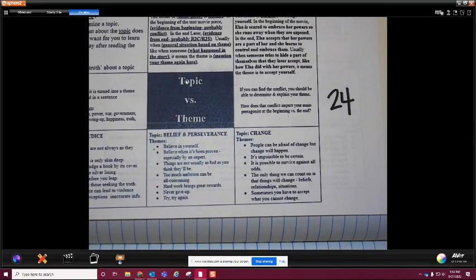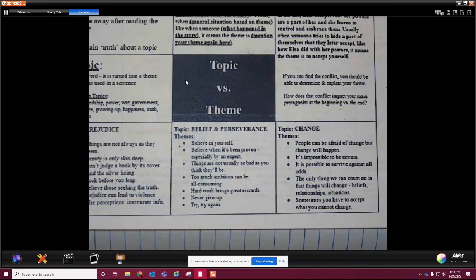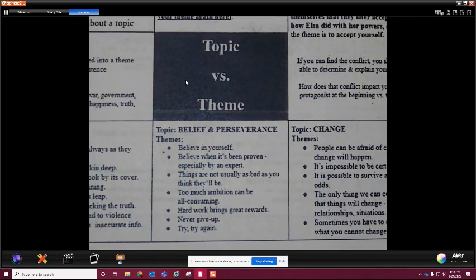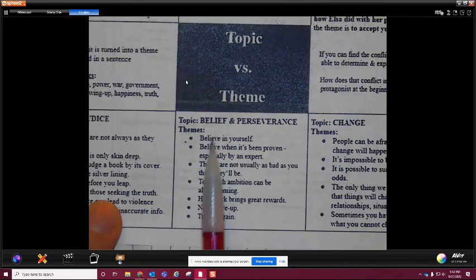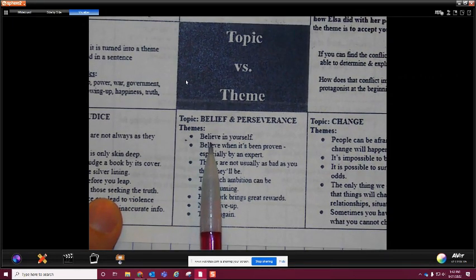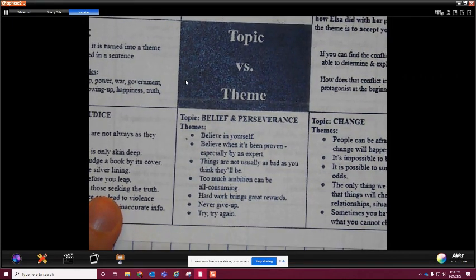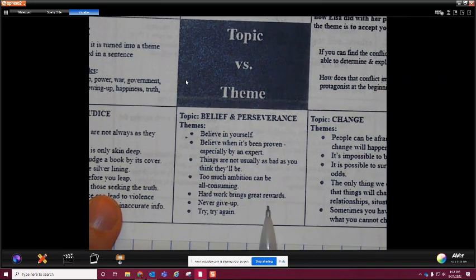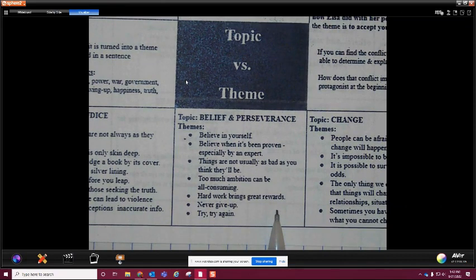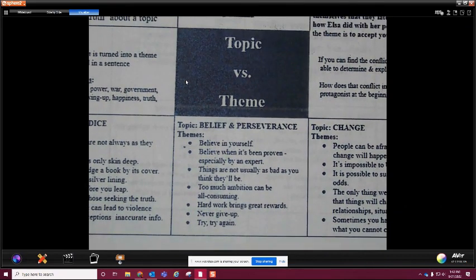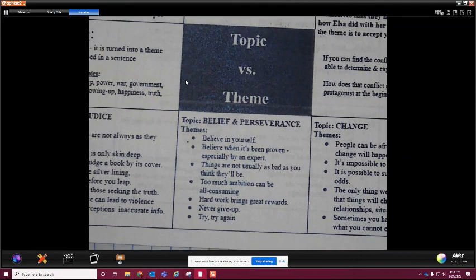Something that stuck out to a lot of kids today is they went to the topic of belief and perseverance, because the fact that he had this internal conflict that he was too scared to do something, it kind of comes down to this whole thing: believe in yourself, never give up, hard work brings great rewards. So if one of these things makes sense to you, you can add that onto your piece of paper, and I'll show you where to do that in a second.